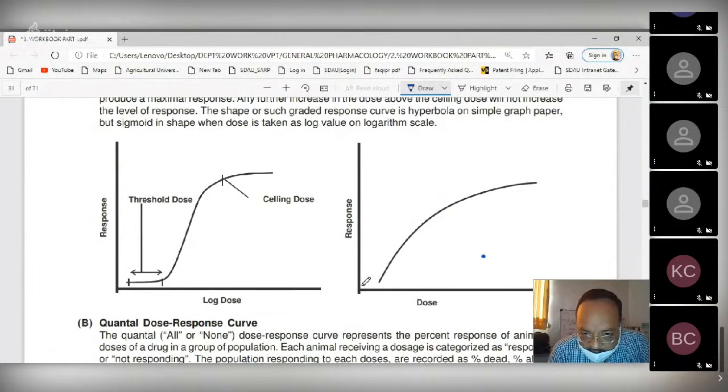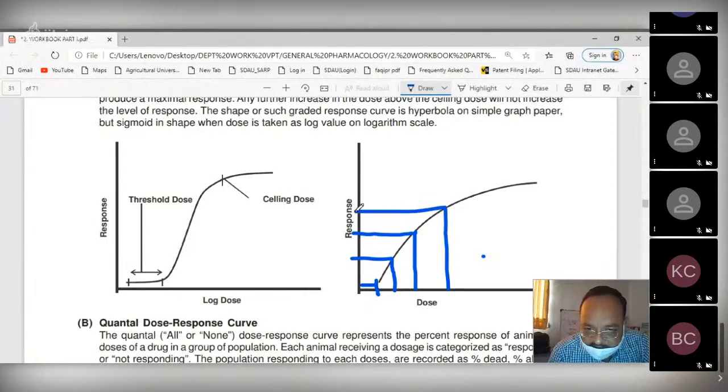So we started from 0 milligram and we gave 2 milligrams. Up to 2 milligrams, you are not able to observe or produce any response. After that, if you increase the dose, say for example 3 milligram, your response will be 3. 4 milligram, your response will be 3. 5 milligram. That means as you increase the dose, the response is increasing.